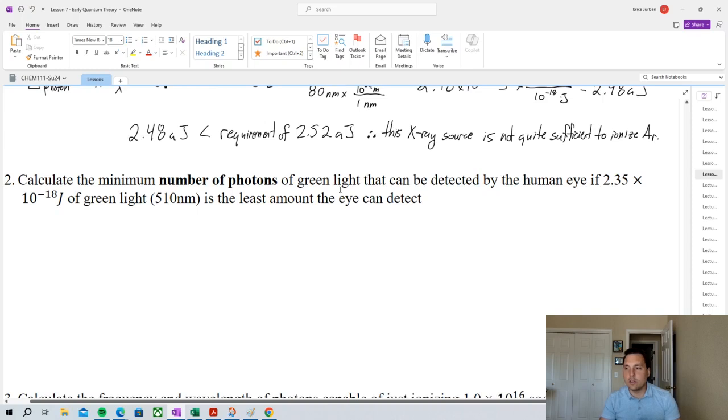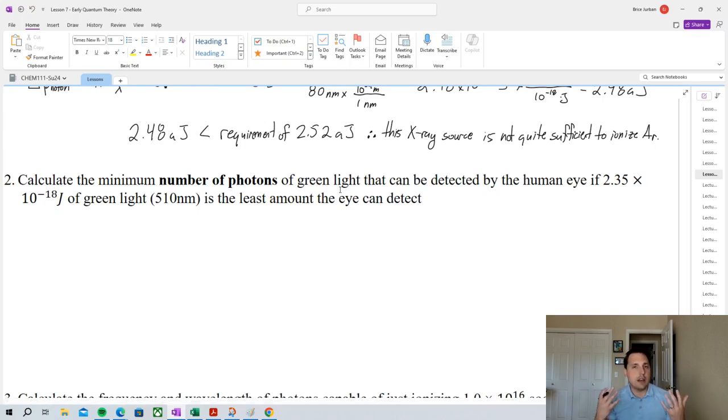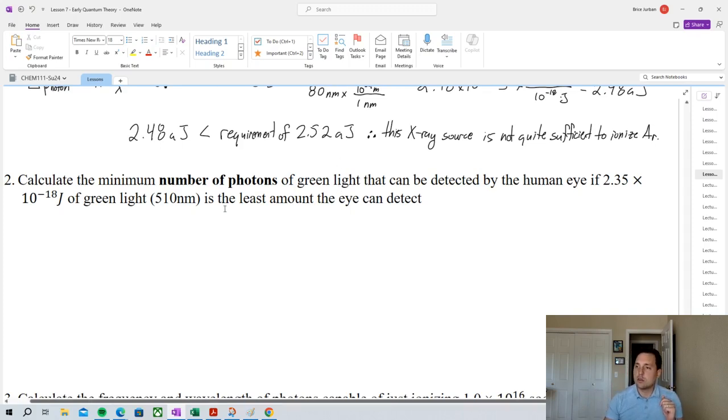The second question is one I really like because it results in a very fascinating number. So let's just solve this problem, and then we'll try to rationalize the meaning of this. What's the minimum number of photons or quanta of green light that can be detected by the human eye if 2.35 times 10 to the negative 18 joules of green light is the least amount of light that the eye can detect?